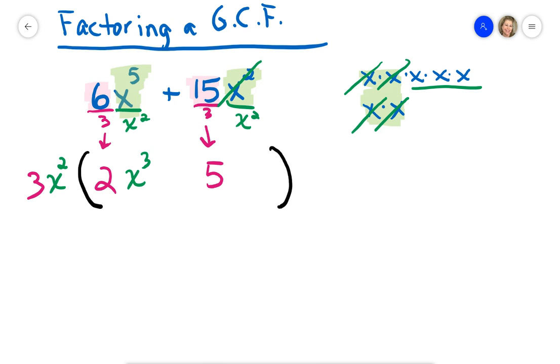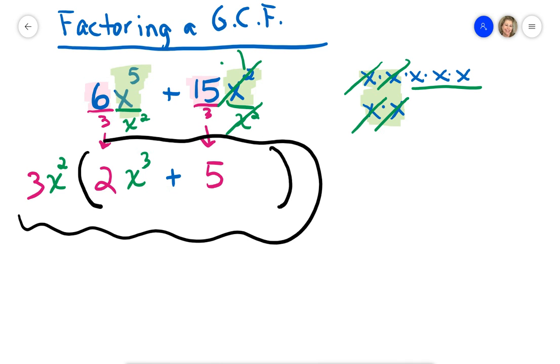And then here, x squared divided by x squared, anything divided by itself is really a 1. And of course, 15 times 1 is 15, divided by 3 is still the 5. So my final answer, this is my answer. It's 3x squared times 2x cubed plus 5.